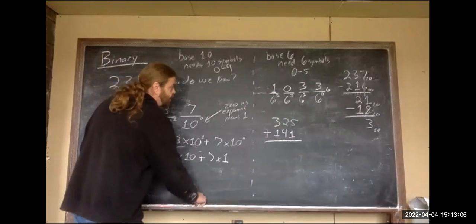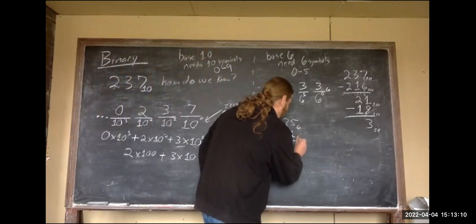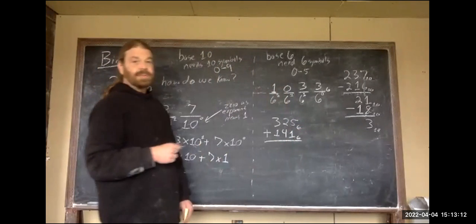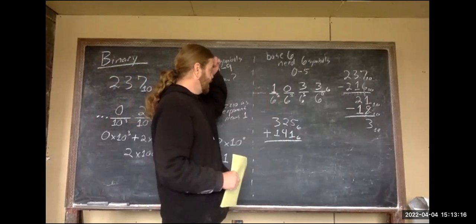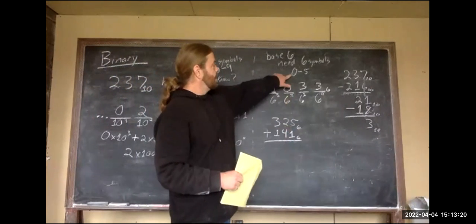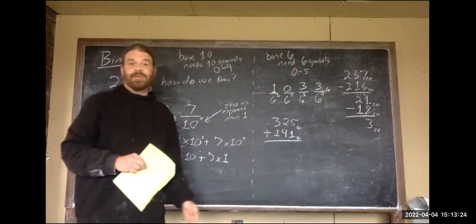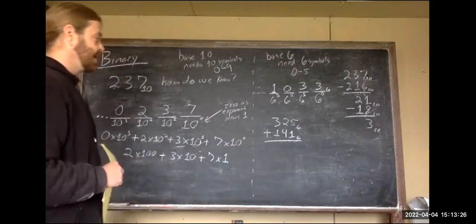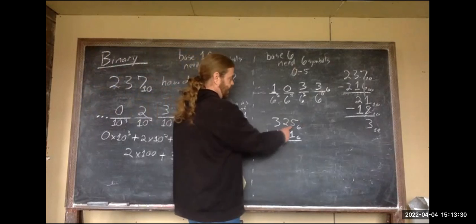So there's 2 numbers. I'm gonna put a little subscript 6 on there to show we're in base 6, not base 10. So 325 plus 141. And we're still using all the right symbols. We haven't used anything too big. And we can just add the columns together the same way.